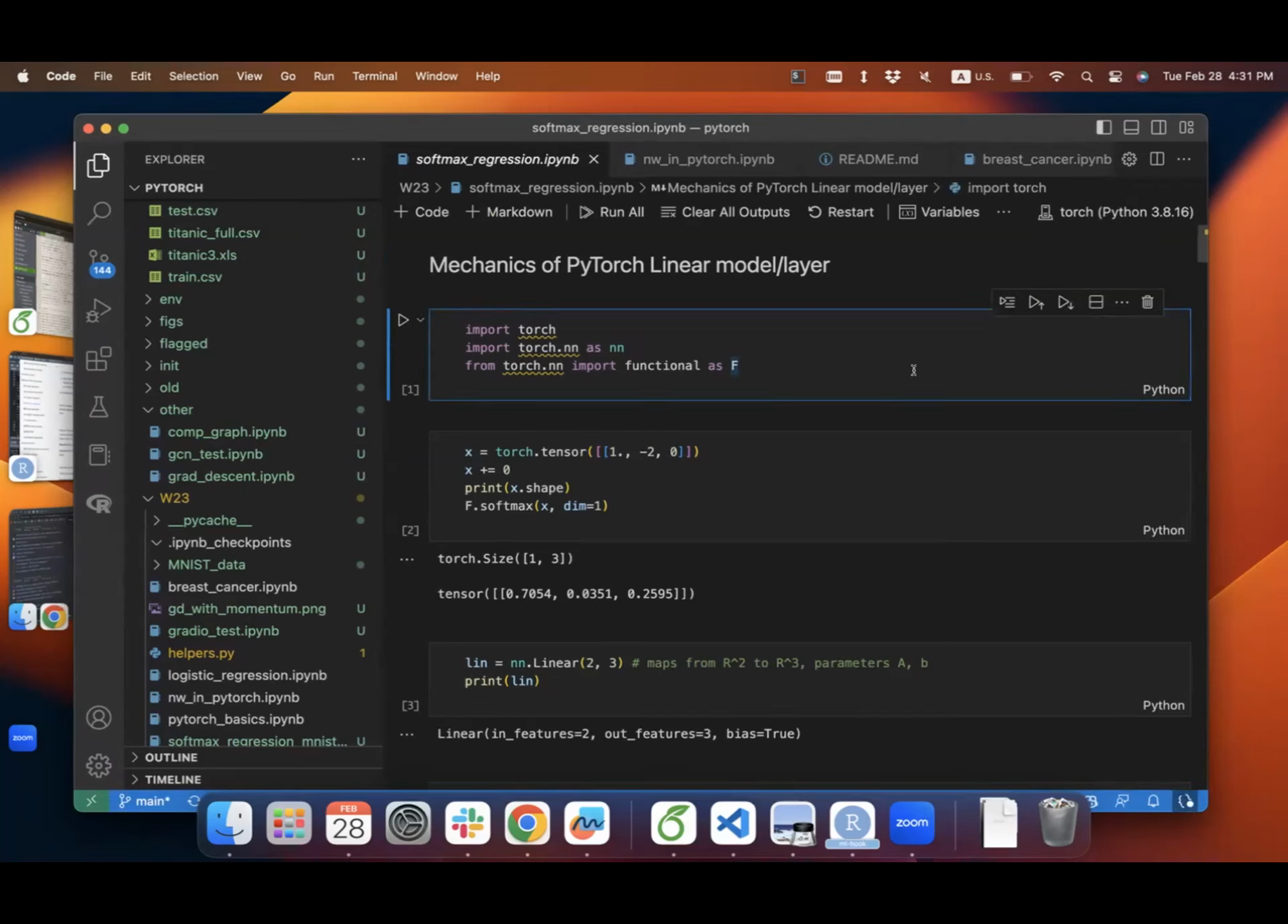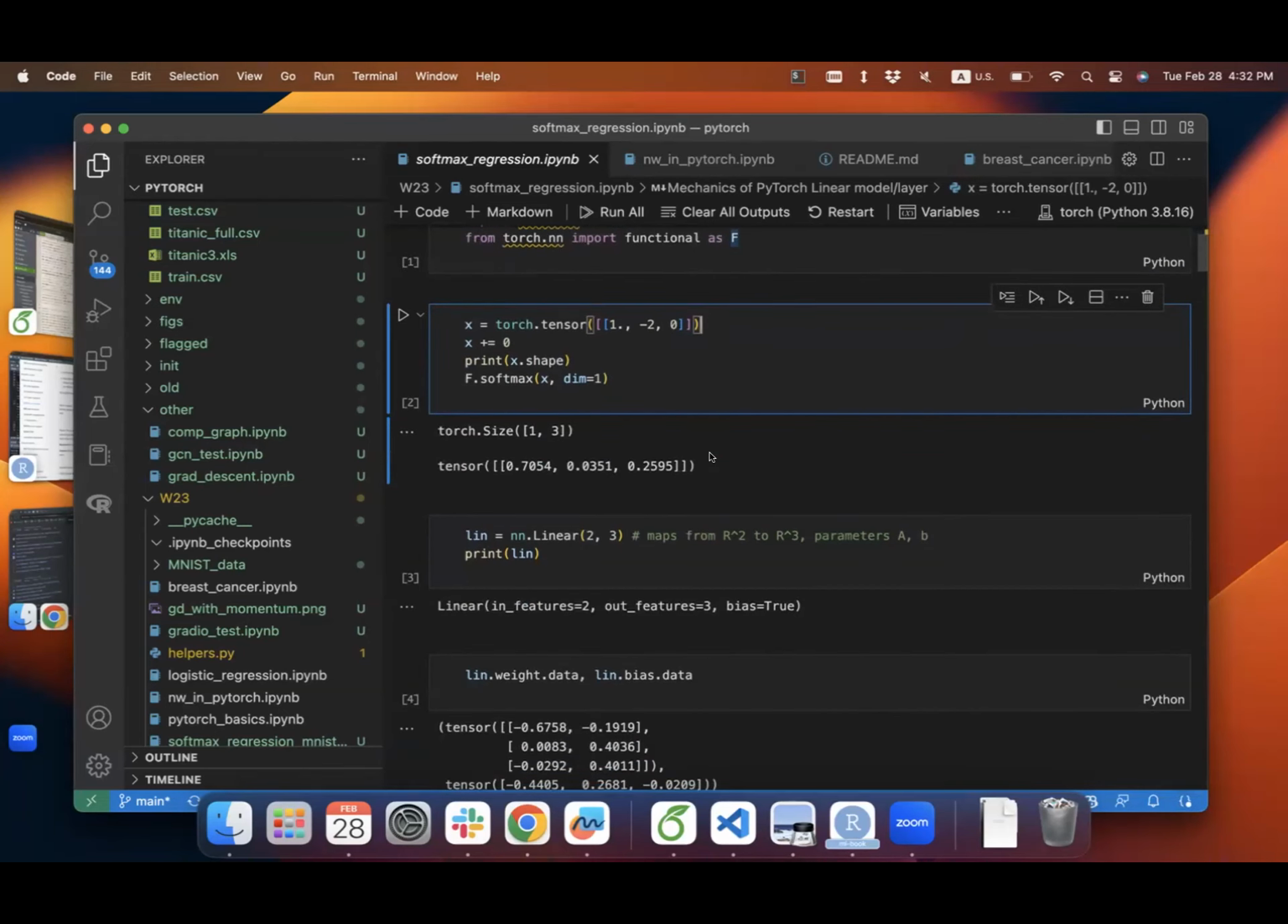So this is typical torch, and then torch.nn, to import from torch: import torch.nn as nn. This is what we're going to use to get us these linear layers and some other stuff. And then from torch.nn import functional as F, which is going to contain softmax and other interesting functionals. We get used to this.